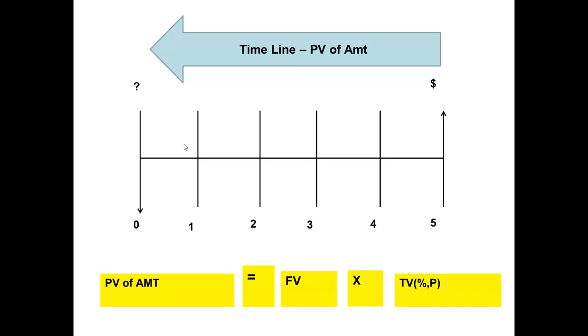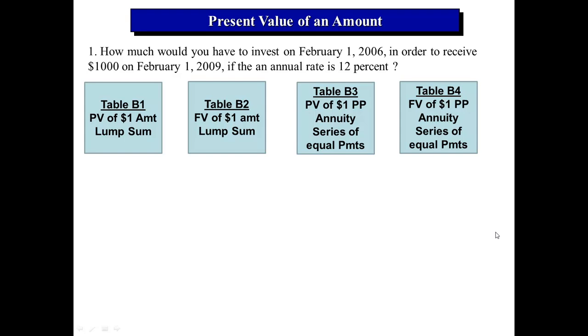Well, we're going to use this formula, which includes the present value of an amount table, to figure this out. So here's our first problem. How much would you have to invest on February the 1st, 2006 in order to receive $1,000 on February the 1st, 2009 if the annual interest rate is 12%? So, first thing you want to ask is the unknown in the present or is it in the future? Well, the unknown is in the present, which is February the 1st, 2006. We know the future amount, which is $1,000.